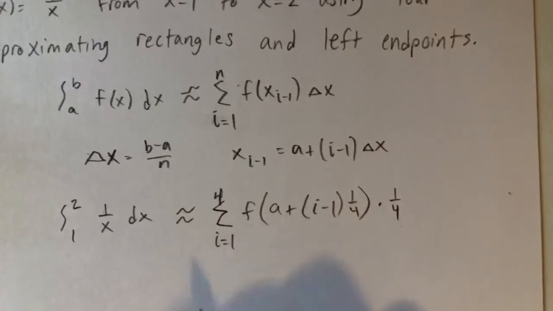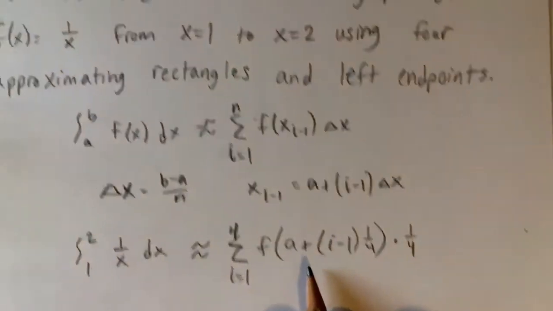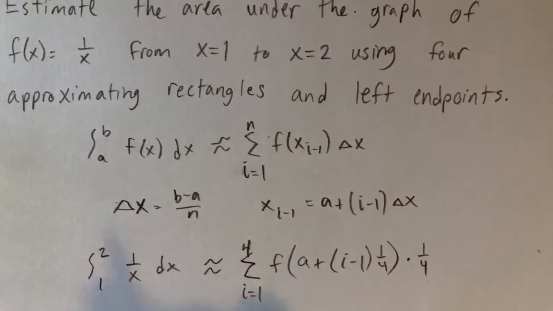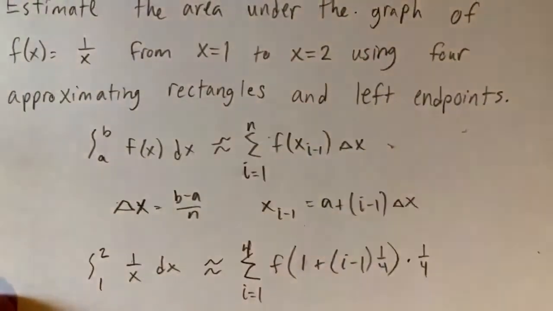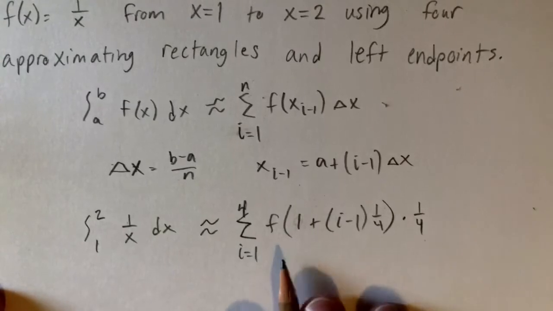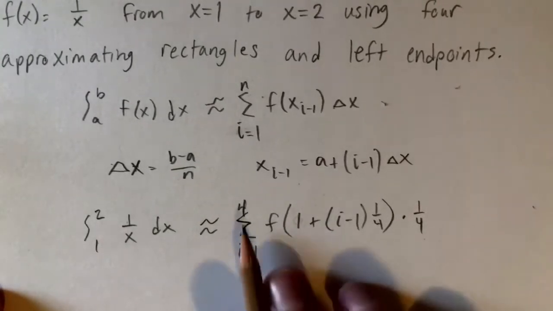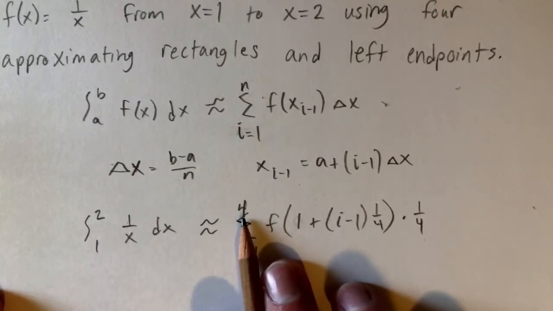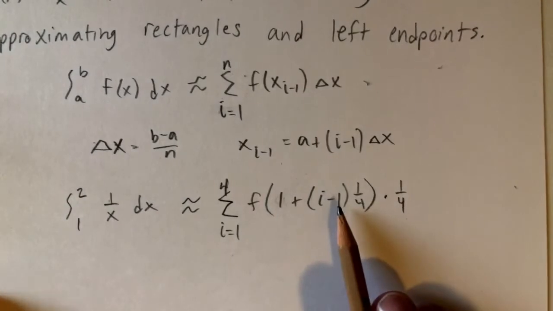So what we need to do here is iterate through this equation. Or I'm sorry, we actually know our a as well. Our a is 1, so we'll put that here too. We need to iterate through this equation, starting with i equals 1, then i equals 2, i equals 3, and up to i equals 4 as our last i value.